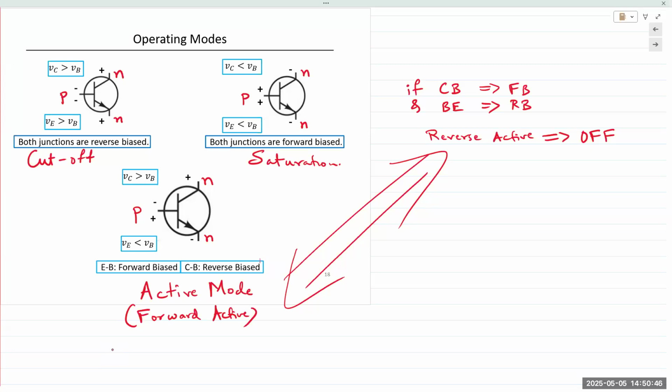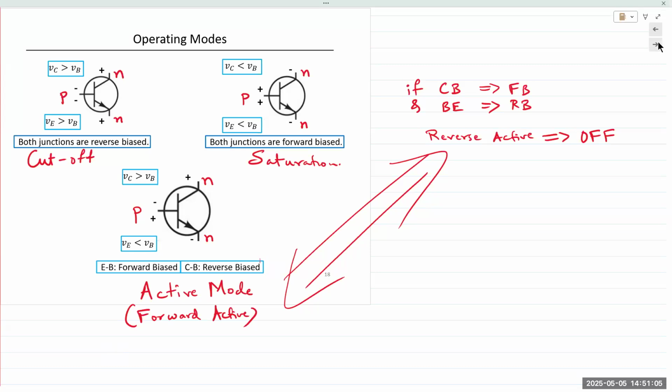So that's the first check that we perform. Now, if the base emitter junction is forward bias, then it could be either in active or in saturation. And then we perform two more checks, right? So let's look at that with an example.